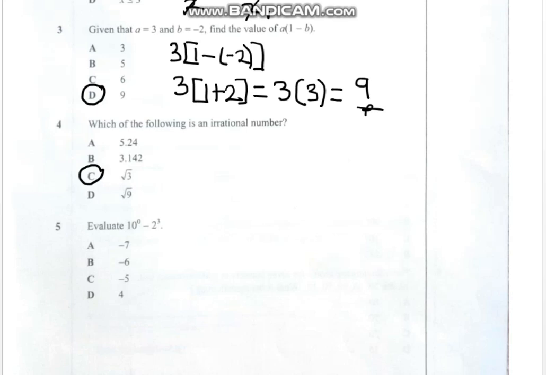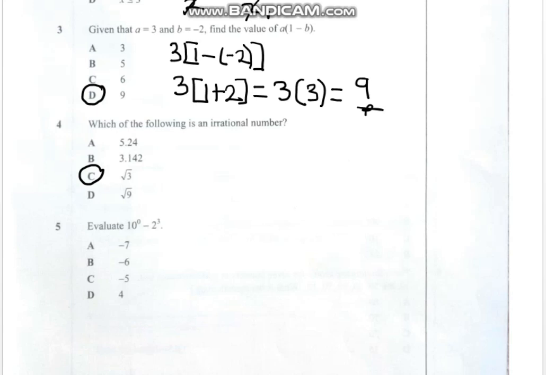This here is an irrational number, and this is because square root of 3 gives never-ending digits. For D, square root of 9 is 3, and 3 is a finite number. So this means that our answer on question 4 is C, square root of 3.